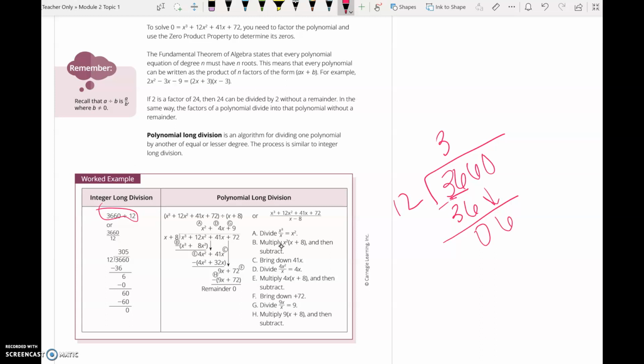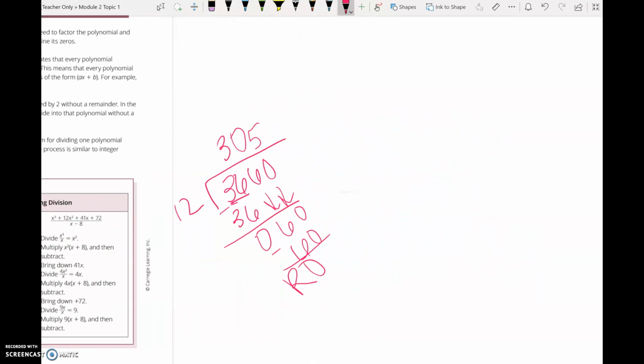and I ask, well, how many times can 12 go into 6? Well, 0 times, right? Bring down your next. How many times can 12 go into 60? 5 times. 12 times 5 is 60. Subtract. I have a remainder of 0. When we do polynomial long division, it's going to be the same process. We're just using x's. So I'm going to illustrate that over here.